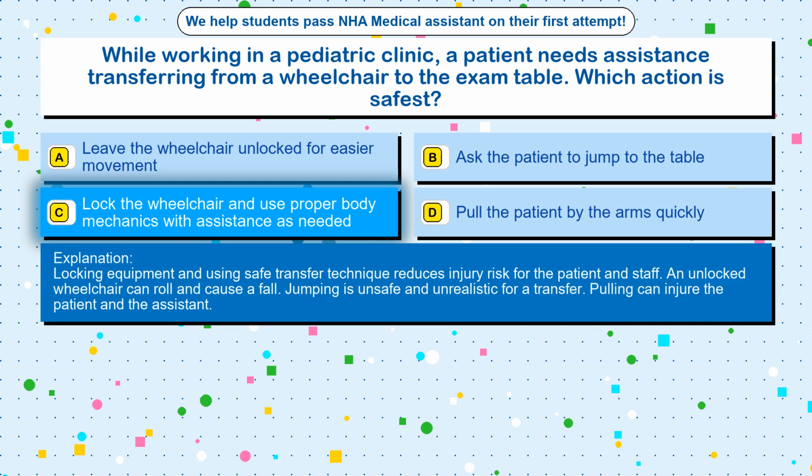Locking equipment and using safe transfer technique reduces injury risk for the patient and staff. An unlocked wheelchair can roll and cause a fall. Jumping is unsafe and unrealistic for a transfer. Pulling can injure the patient and the assistant.